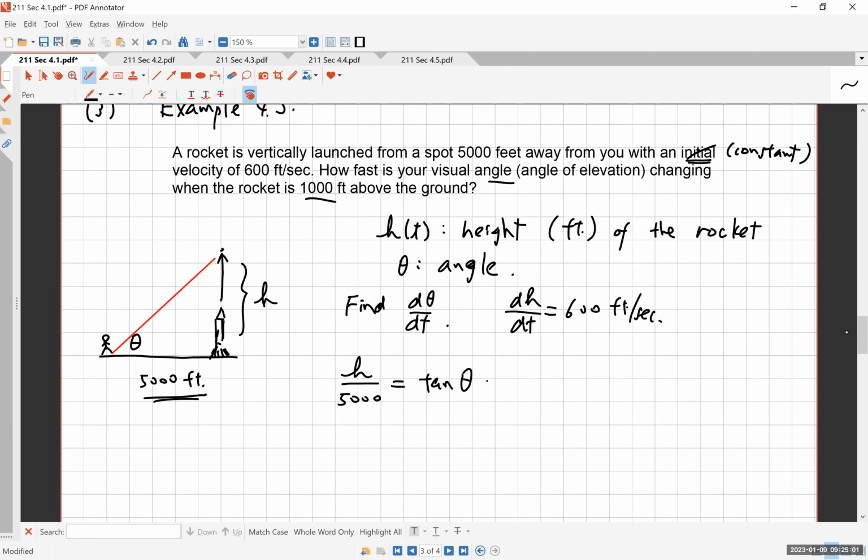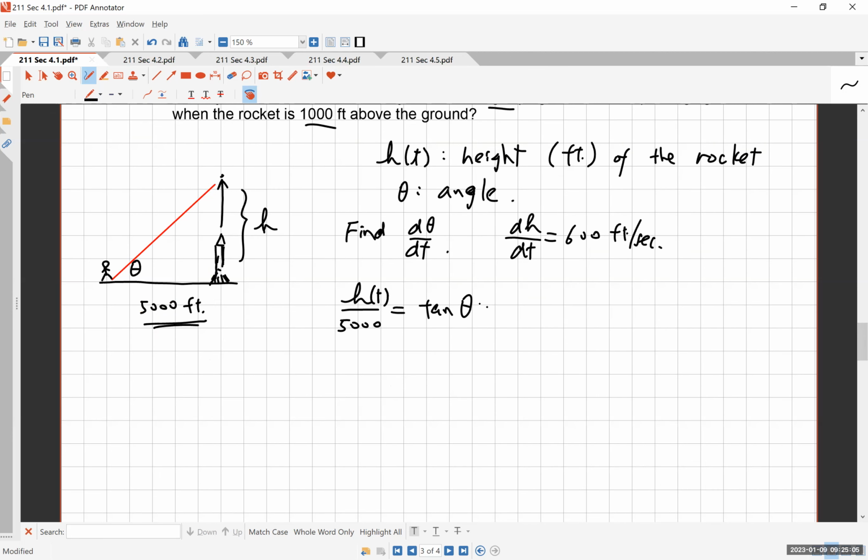Okay, right? Can we differentiate? And by the way, this h is changing with respect to time. So when you differentiate this, actually, can I write this the other way around? The tangent of theta is equal to this. Tangent of theta, which is changing with time, is h over 5,000. All right, let's try to differentiate both sides.